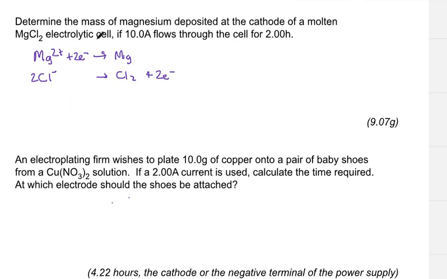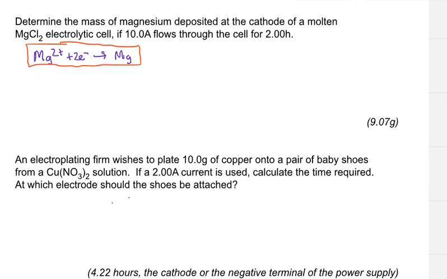They say what's deposited at the cathode, that's where the reduction is happening, so that's the magnesium reaction. I guess they say magnesium, but if they just said determine the mass of product deposited at the cathode or something, you might have to figure out that the cathode is where the magnesium reaction is occurring. So, we can forget about the chlorine, it doesn't matter for this.